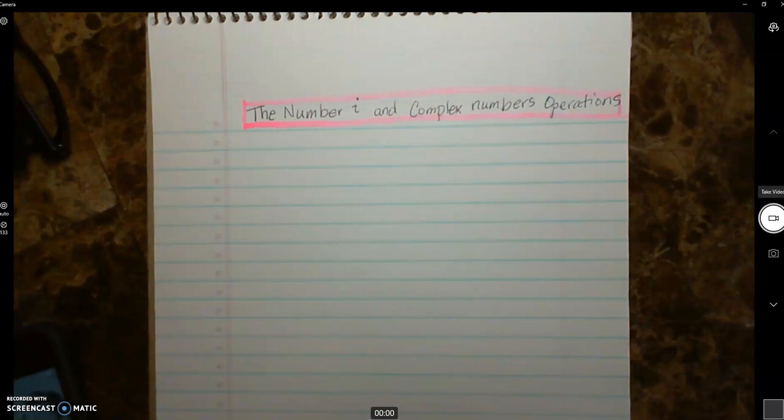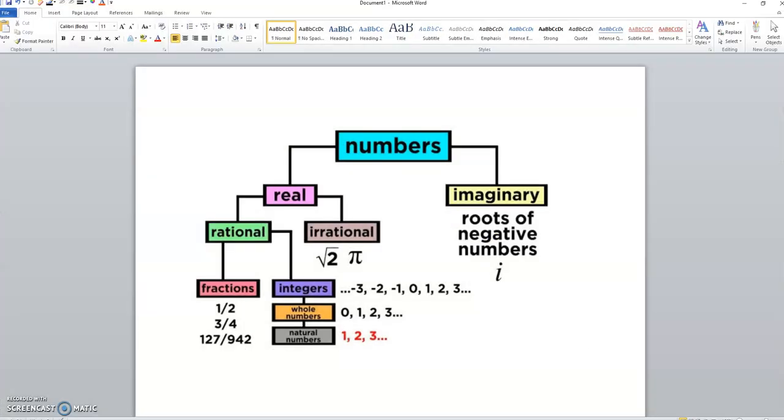Today we're going to discuss the number i and complex number operations. Since you are already in Algebra 2, I would like to start this lesson by introducing to you this flowchart. So in the world of numbers, there are real numbers and imaginary numbers.